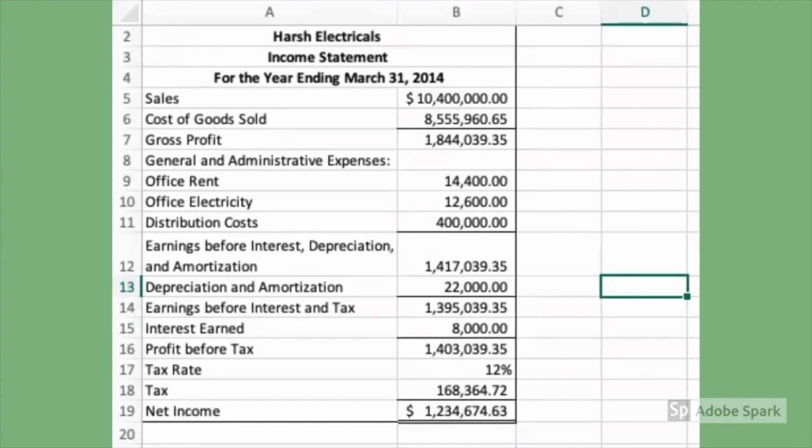And then we also have to take out any distribution costs that we have. Our distribution costs for the period were $400,000. Once you take all these out from our gross profit, you get the earnings before interest, depreciation, and amortization. This number is $1,417,039.35. Then we had to look at our depreciation and amortization.